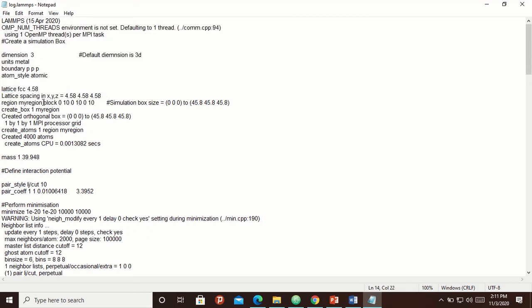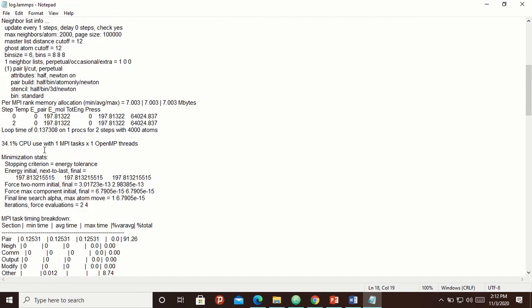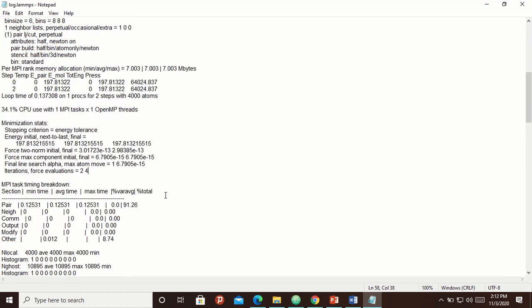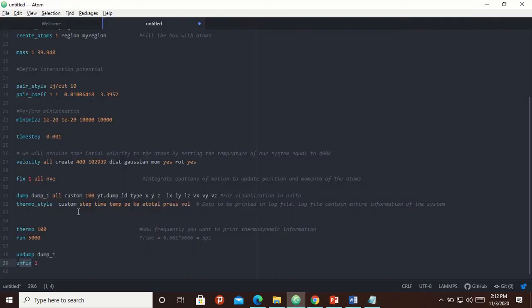You can see here the size of the simulation box. It has created an orthogonal box from 0 0 0 to 45.8, 45.8 and 45.8, and it has created 4000 atoms. This is the minimization that I already told you about in the video, and this is the information that I have given in the thermo style: step, time, temperature, potential energy, kinetic energy, total energy, pressure, and volume.